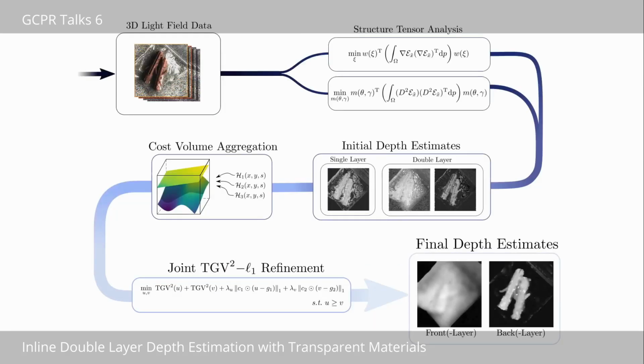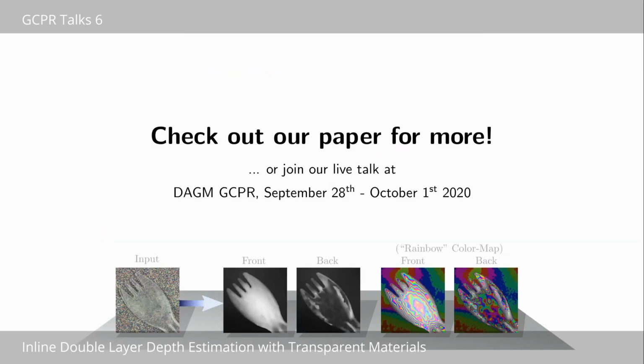From such light field data, we compute initial depth estimates from different structure tensor models and combine them in a cost volume. Subsequently, we extract and refine our results through a novel joint variational method to obtain consistent double layer estimates. For further examples and details, feel free to check out our paper.